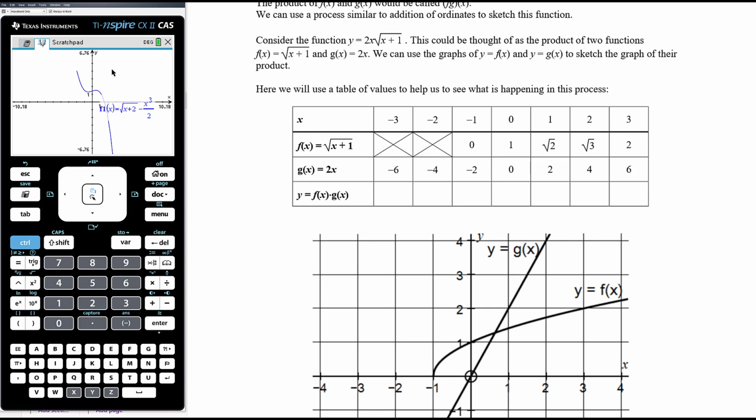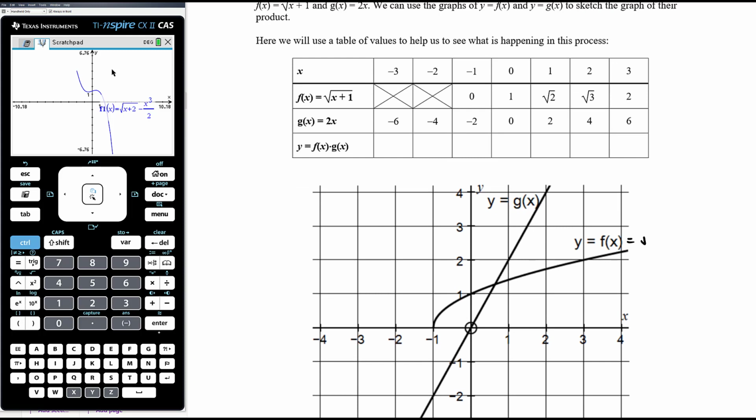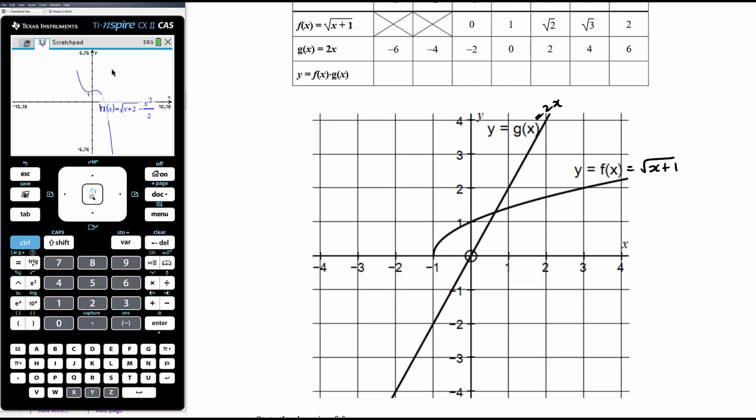Okay, so again, we've got a table of values here for the first one. So we're going to look at sketching 2x times the square root of x plus 1. We've got those two separate graphs here. So this is the square root of x plus 1, and this is 2x. And we're going to think about this time not adding the y values, but multiplying the y values. Okay. So for example, here when x equals -1, the y value of the square root graph is 0 times -2. Well, 0 times anything is 0. So the product graph is going to go through 0 there. Here, when x equals 0, we've got 0 times 1, which is also 0.